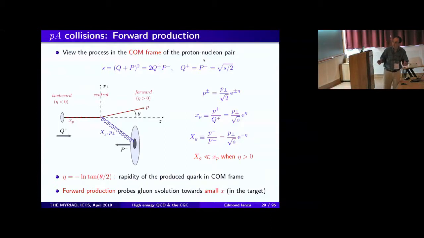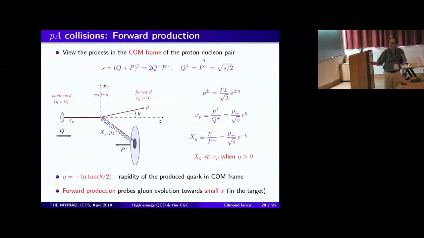Now, this whole setup is only valid if you're looking at particle production at forward rapidities, which means at small theta, or large, positive eta. If theta is small, eta is positive and large. So we're in the regime where exponential minus eta is much more than exponential plus eta. This is bigger than one, this is much less than one. So if you look at this formula, you realize that capital Xg is much larger than small xp.